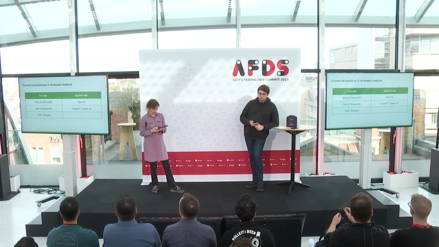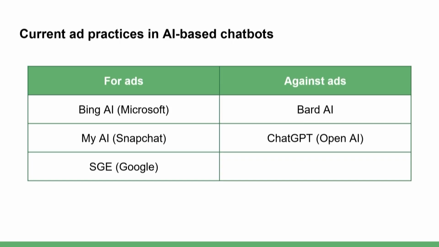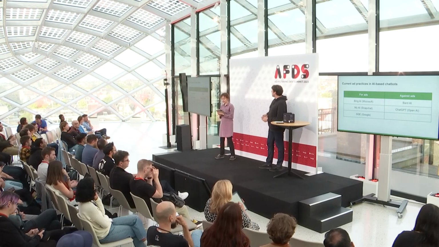So here are the current ad practices in AI-based chatbots. We have two camps here, pro and con. Bing, MyAI, and Google Search Generative Experience already show ads. Bard and ChatGPT don't, but even if they don't, they still collect data from user conversations, and they're also offering their models to business customers. And those, in turn, will most likely want to teach their chatbots to serve ads.